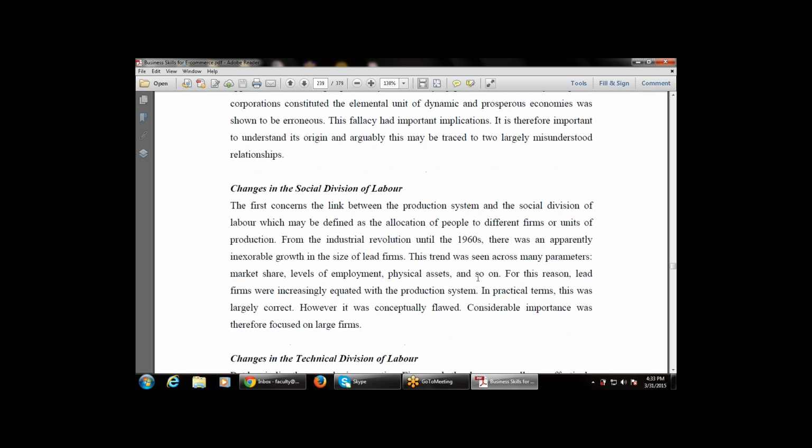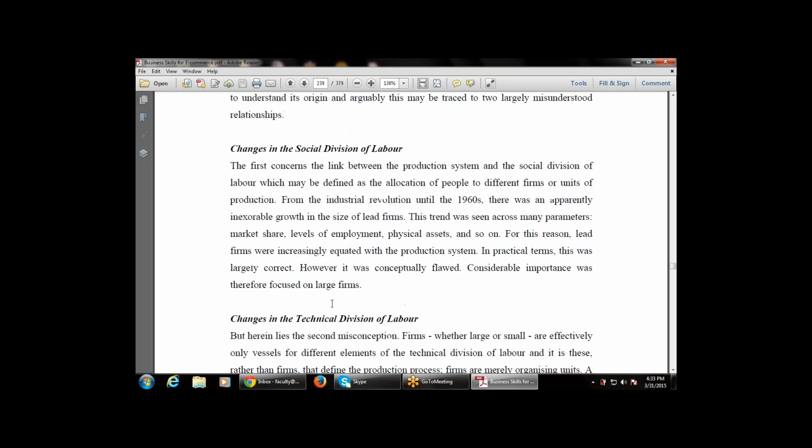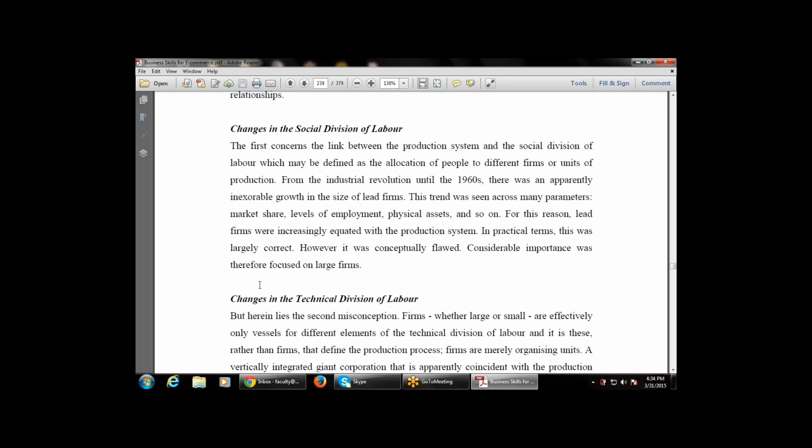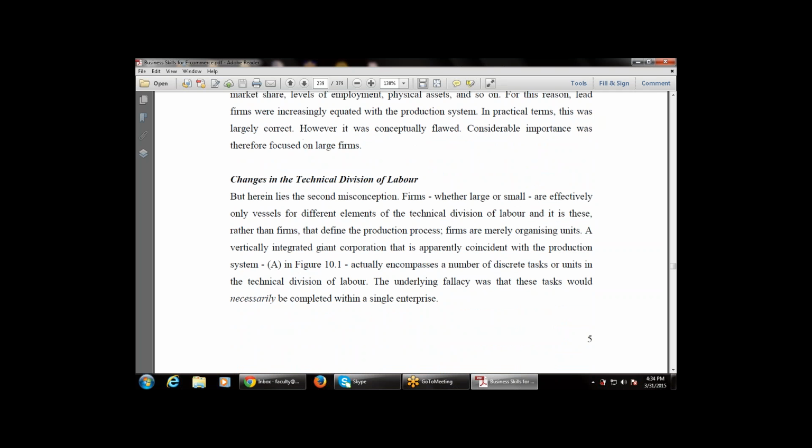For this reason, lead firms were increasingly equated with the production system. In practical terms, this was largely correct. However, it was conceptually flawed. Considerable importance was therefore focused on the large firms. Now, changes in the technical division of labor. So one is changes in the social division of labor, then changes in the technical division of labor.